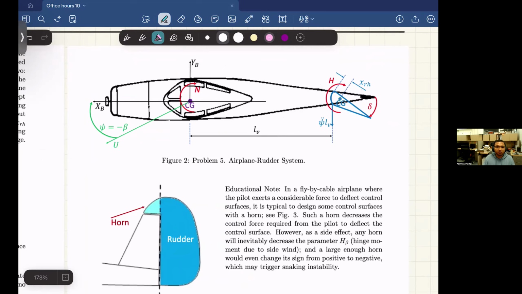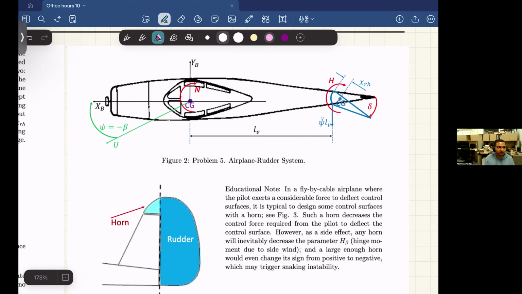The aerodynamic loads cause a yawing moment N on the airplane about its zb axis at the CG and a moment H about the rudder hinge. The equations of motion of the two degrees of freedom are given by Iz psi double dot equals N and Ir delta double dot equals H. The aerodynamic loads can be written as this, where N beta, N delta, H beta, H delta are constants that depend on the airplane geometry. b is a reference length and U is the forward speed. So all of the required equations are already given to you.